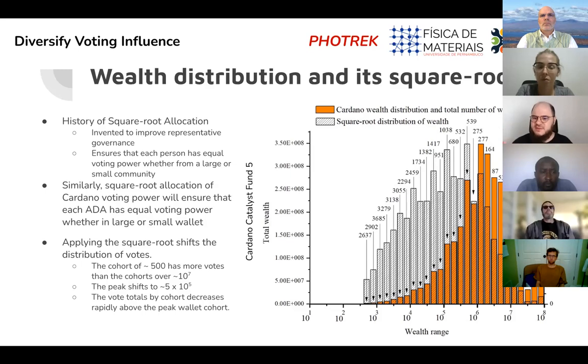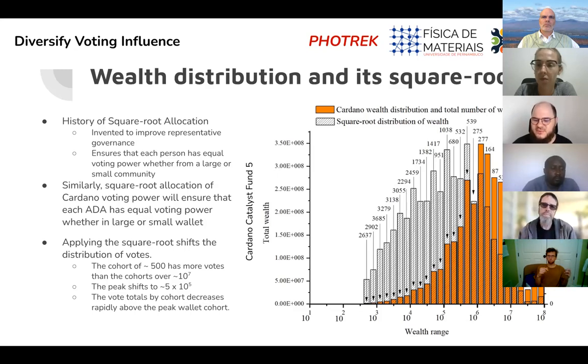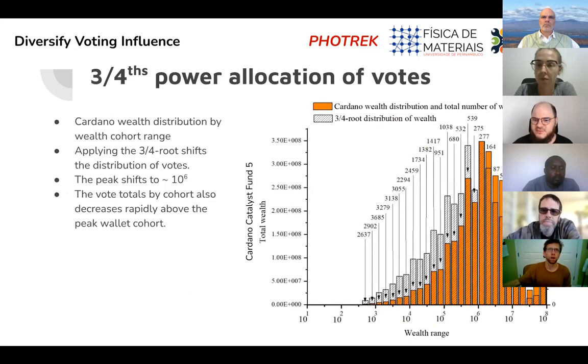We are square rooting the ADA wallets, and we are shifting the power to the center of the distribution, which is the same as saying, okay, if we take away the wallet size, let's give the decision power to the average wallet size. That's it, where the majority of people are. So the majority is going to decide this voting mechanism, this voting pool or scenario that you have. So this is what we are going to do.